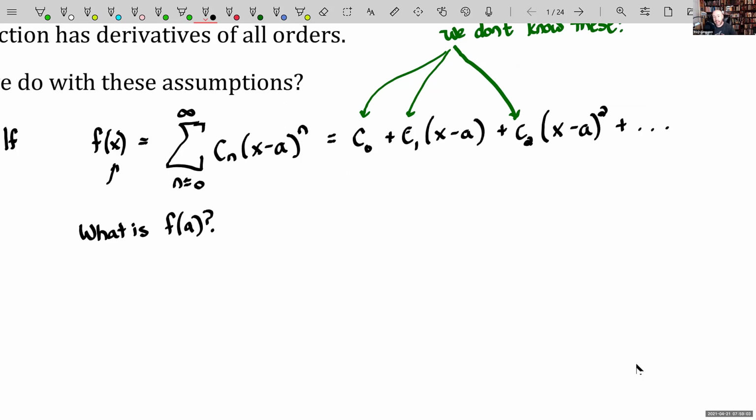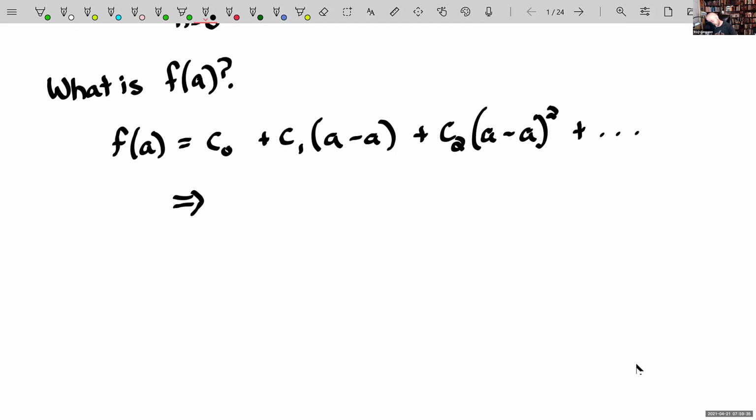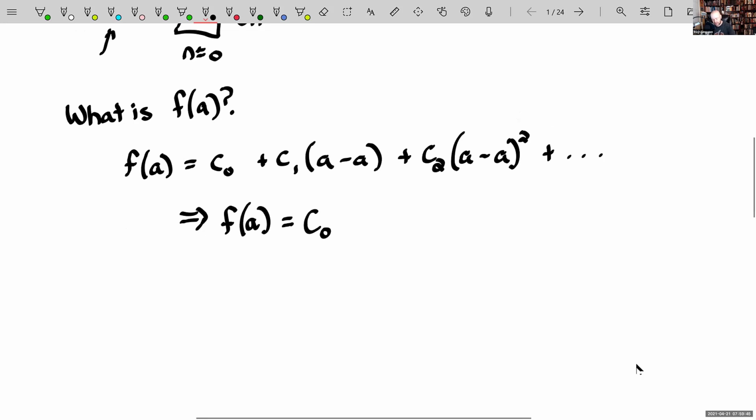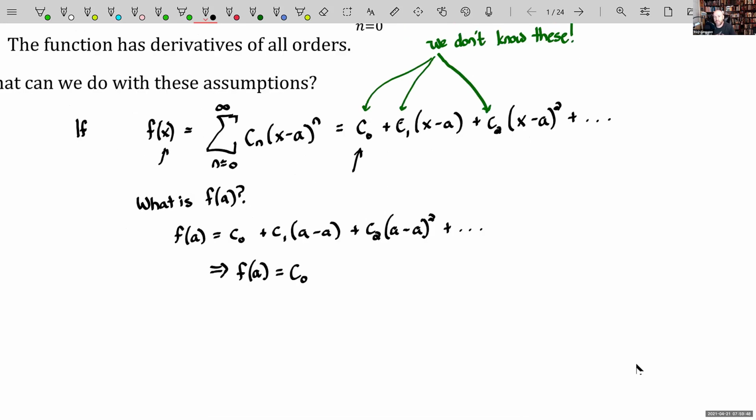Well, if you plug a into f, you get c naught plus c1 times a minus a plus c2 times a minus a squared plus dot dot dot. I hope you realize that all terms in that power series expansion except for the zeroth term disappear. So this will imply that f of a is equal to c naught. That is, we have successfully found the zeroth coefficient.